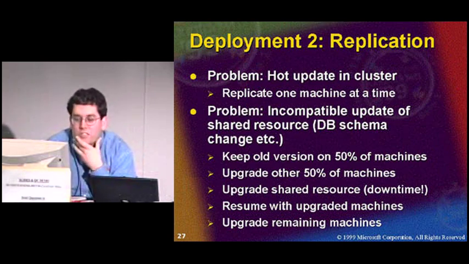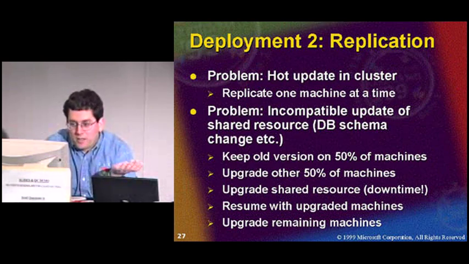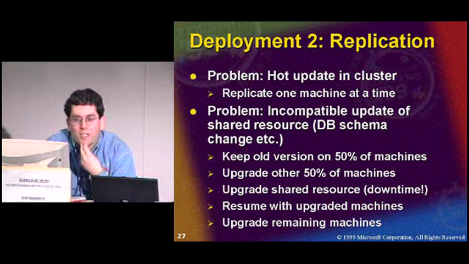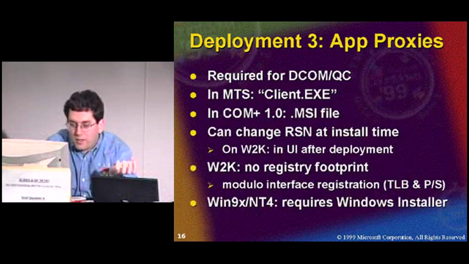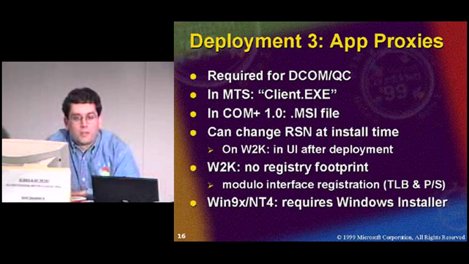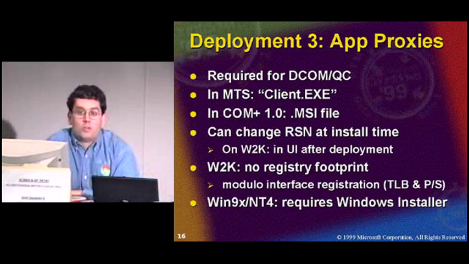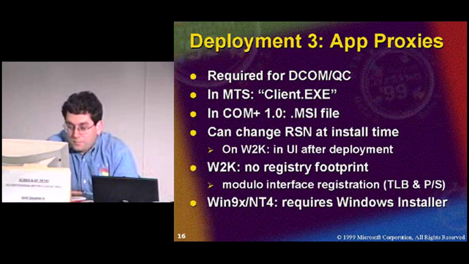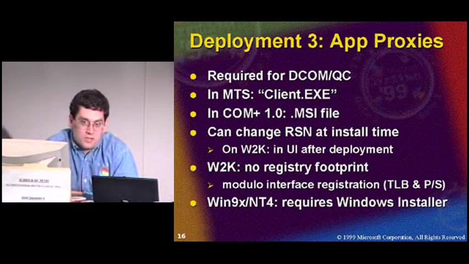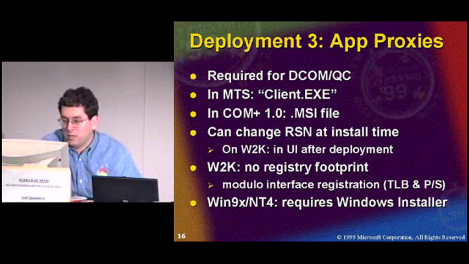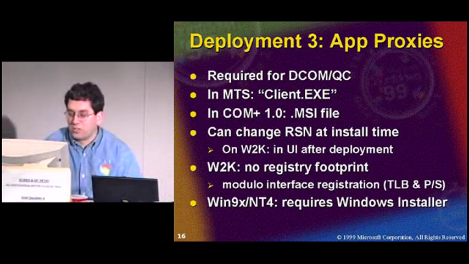And once this shared resource is upgraded, we take the new machines, the half of the machines that we have already updated, and bring them online again, and the application continues to run. At this point, we can then upgrade the remaining machines that we took offline in the beginning. So this is a technique that can be used to minimize the downtime when it's unavoidable that there has to be downtime, because the shared resources have to be updated.